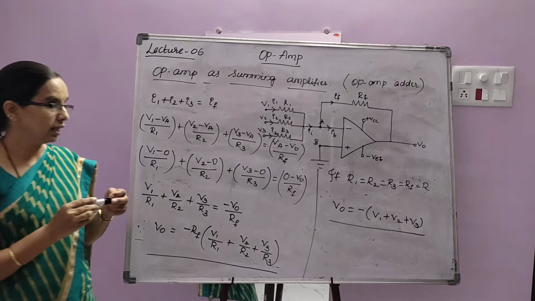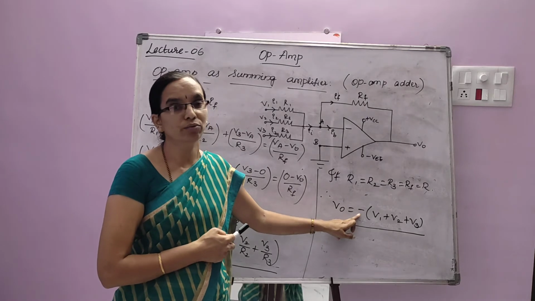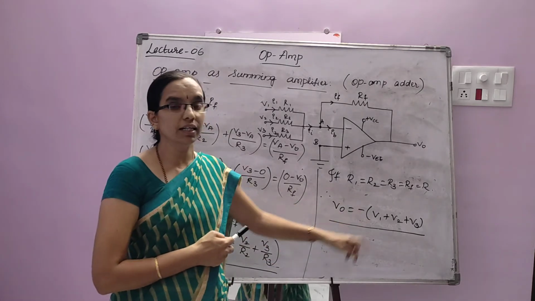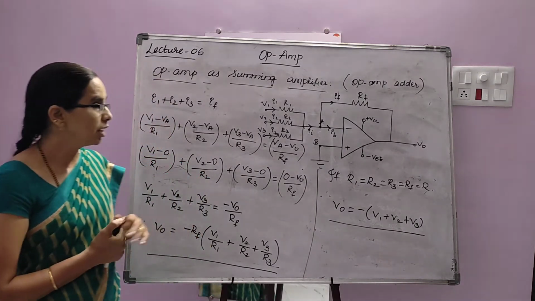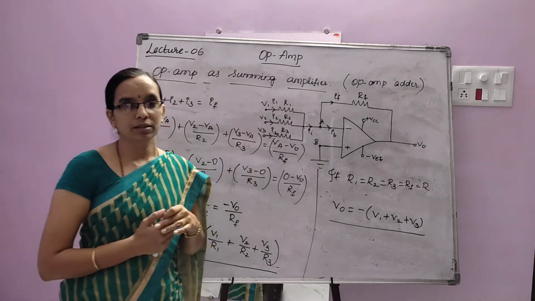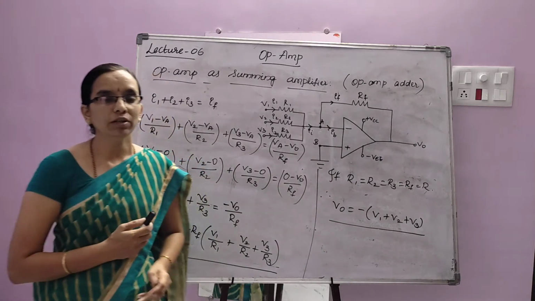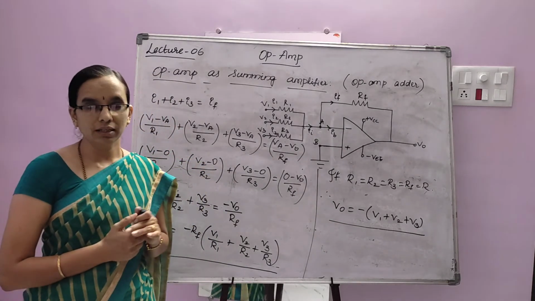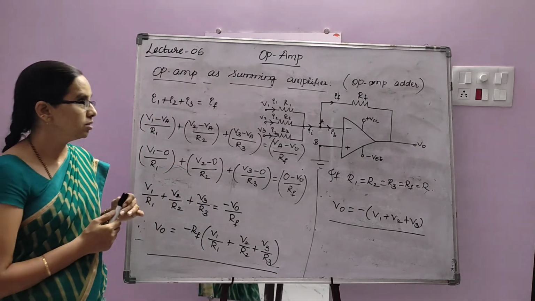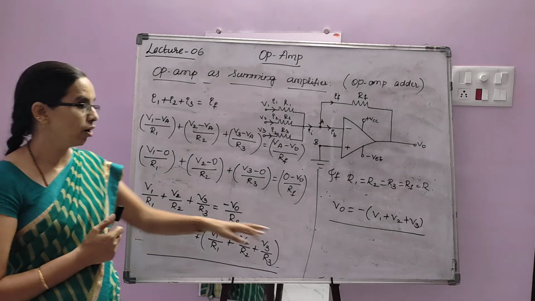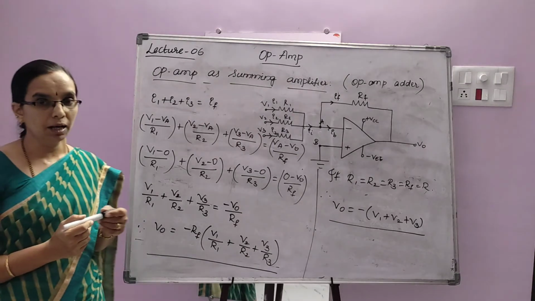That is, the output voltage is the sum of the input voltages but inverted, because the negative sign indicates the inverted sum of the input voltages, because the input is applied to the inverting terminal. So the output will be equal to V1 plus V2 plus V3, but inverted sum it is. This is how we get the expression for output voltage in op-amp adder or op-amp as summing amplifier.